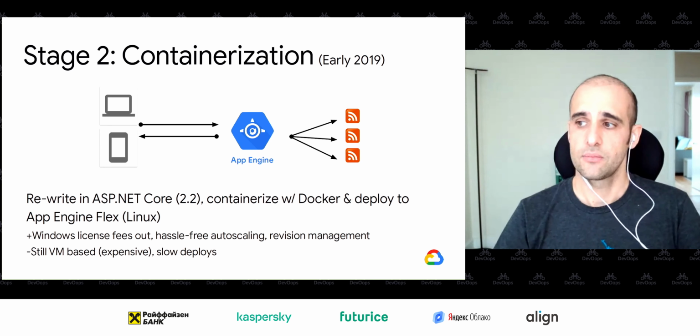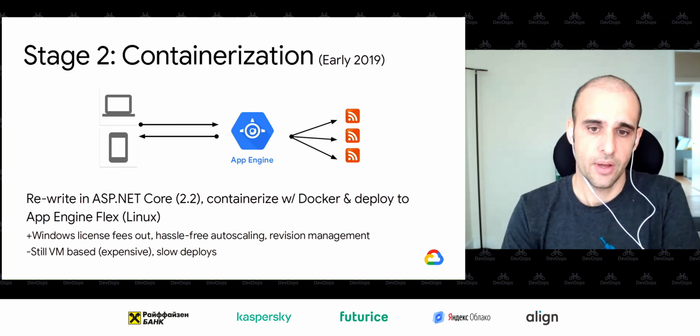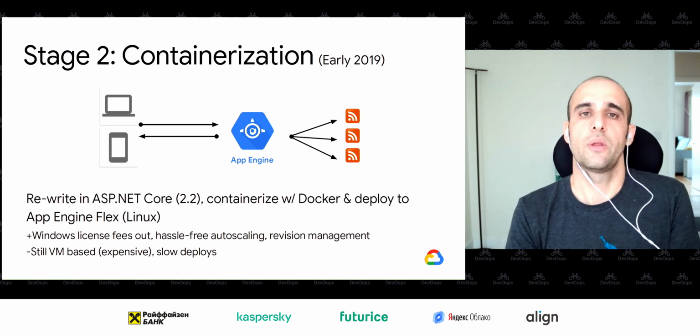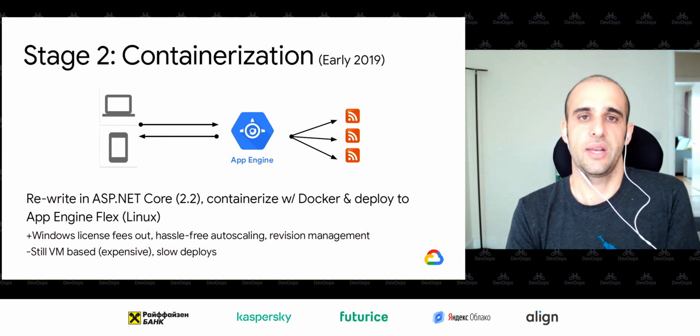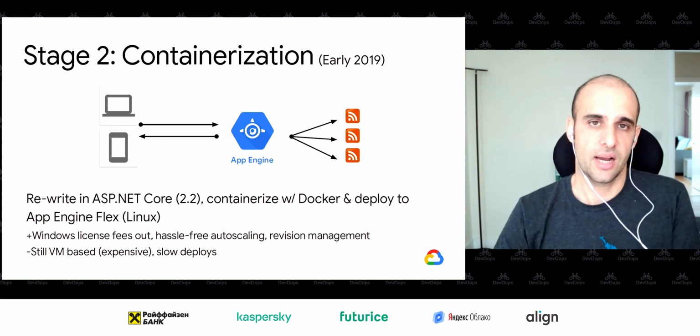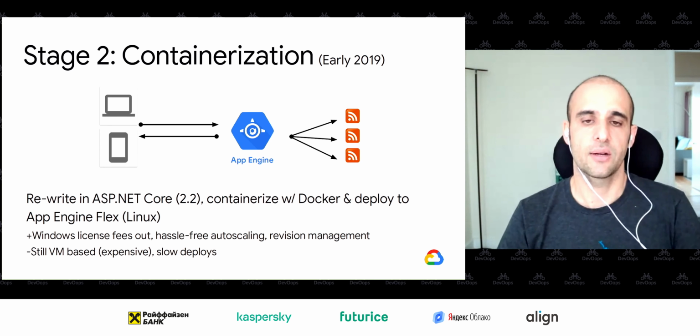We rewrote in ASP.NET Core 2.2. That was the latest at the time. And once we had that, we basically broke our dependency on Windows. Now we could run on Linux or any other platform. And that's when we could start looking into containerization, take our application and run it in a container.